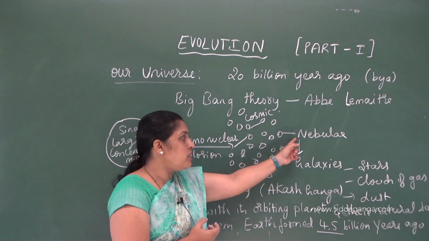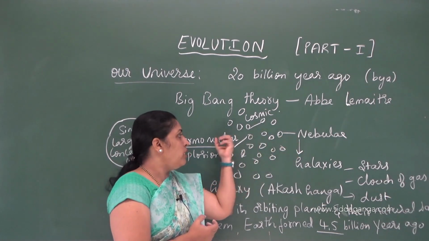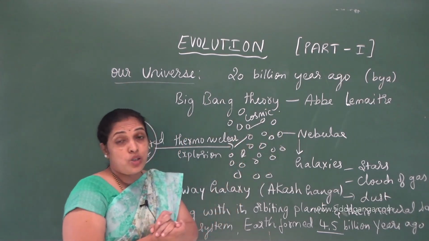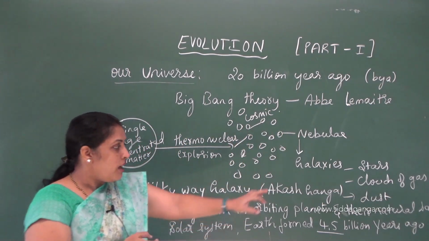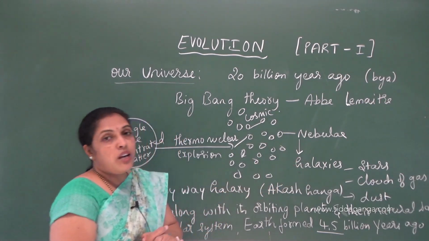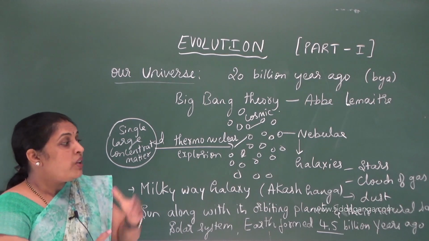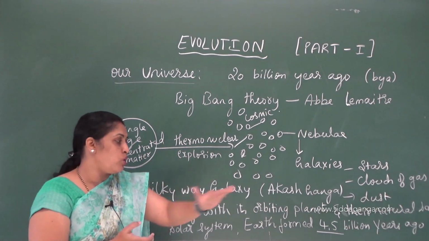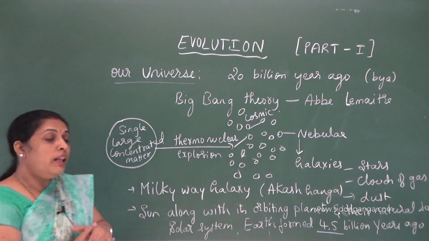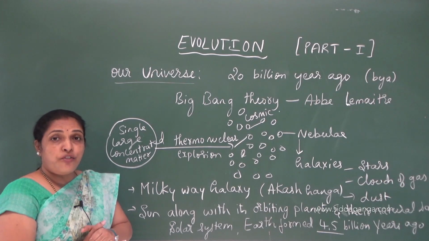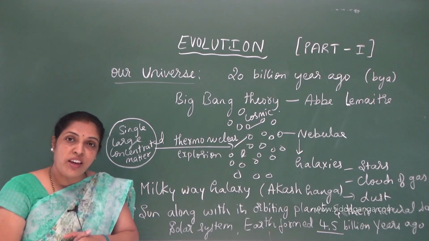The nebulae are also there. The cosmic materials thrown out, called nebulae, also condensed to form groups of stars called galaxies. These galaxies contain stars, clouds of gas and dust. Our galaxy is the Milky Way galaxy, which is also called Akashganga. In that we see the Sun.